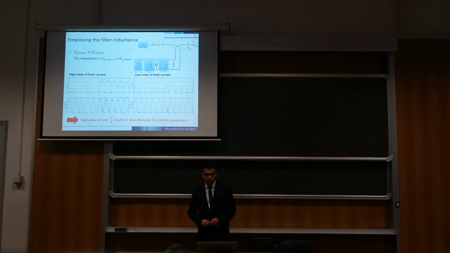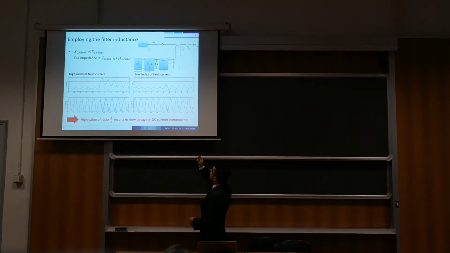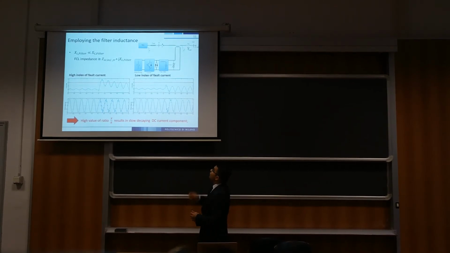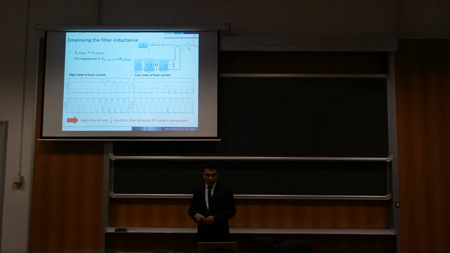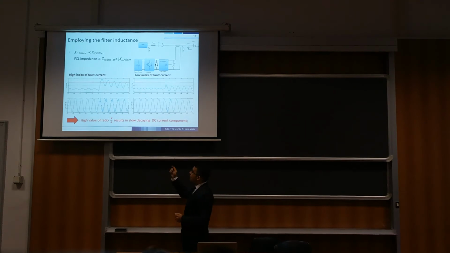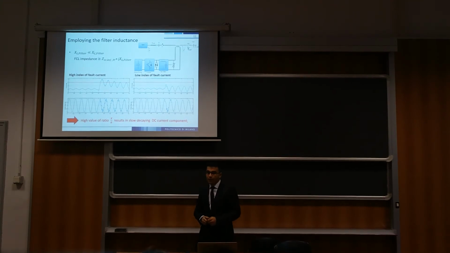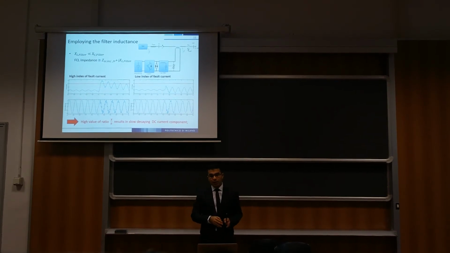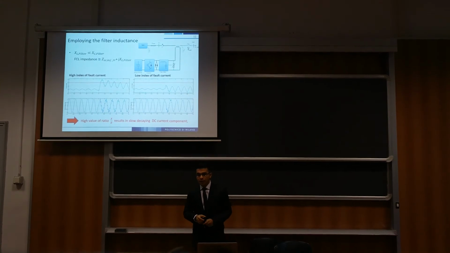The second passive strategy is based on employing the reactance of the filter. As you see, the static switch is moved in front of the converter. As soon as fault is detected, the static switch is turned on. The problems of this strategy are the very strong current limiting imposed on the short circuit current, which causes interference with the upstream circuit breaker, and the second problem is a high value of the ratio X over R in the faulted feeder, which results in a slow decaying DC current component that puts stress on the upstream circuit breaker because of increasing the let-through energy.